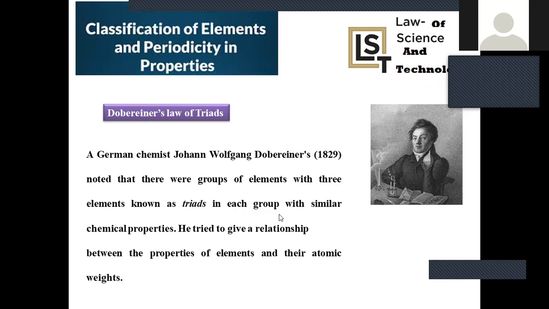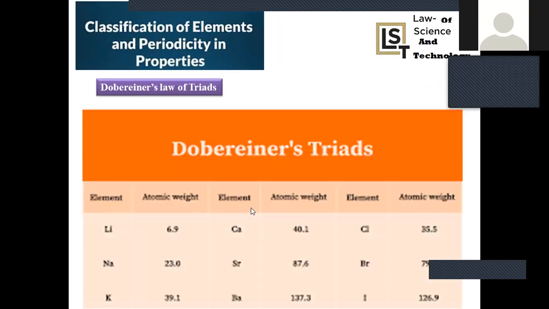The triad system has similar kinds of chemical properties. Whatever group there is with three elements, all three elements resemble each other in their chemical properties. He tried to give a relationship between the properties of elements and their atomic weights. He considered that elements are purely related to their atomic weight. That kind of relation he assumed at the time of Dobereiner in 1829. So this is the system called the Dobereiner triad.